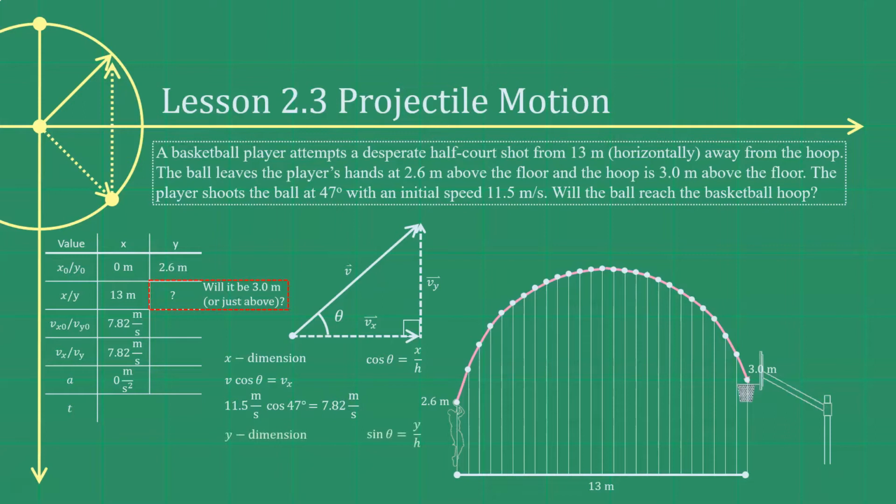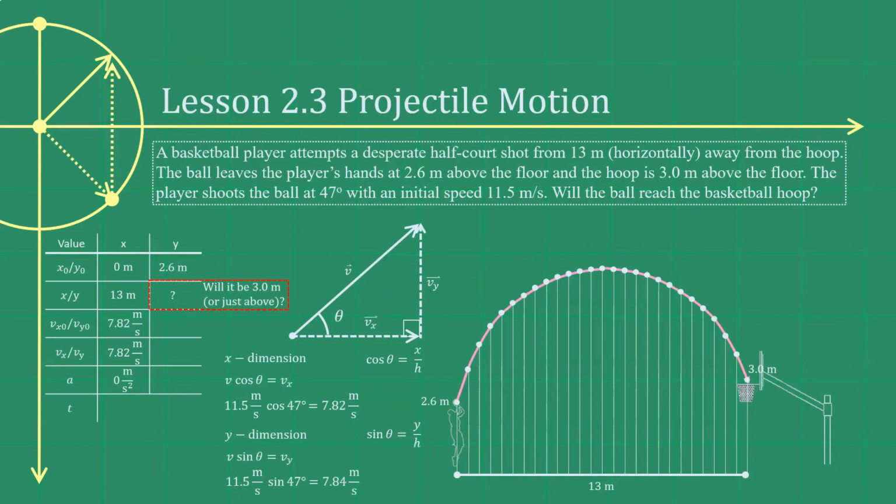All right, speaking of the y dimension, I'm going to use the sine formula instead of the cosine because I'm looking at the opposite side of my triangle, which is the vertical side. I'm going to rearrange that equation, plug in values from our actual triangle, and solve for just that opposite side length. So that's the same formula, except this time with sine 47 instead of cosine 47, and I get something very similar, 7.84 meters per second.